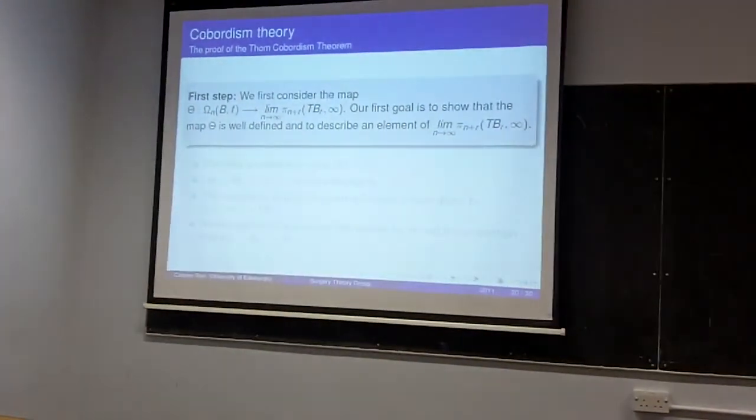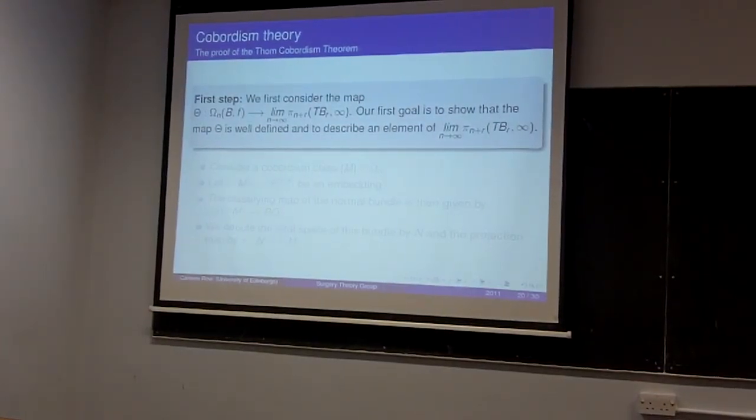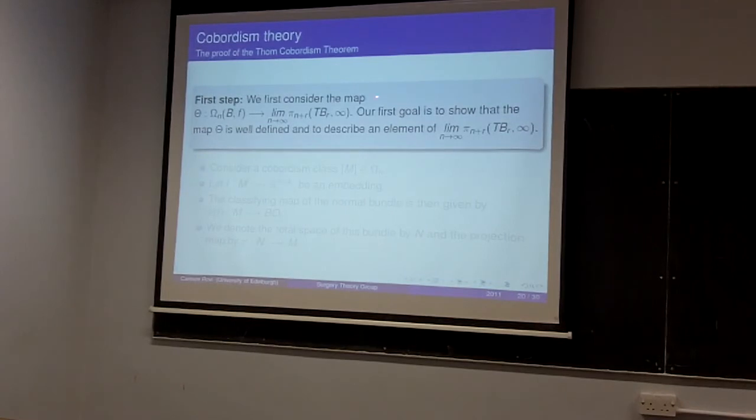Now for the proof. We want to show that the cobordism groups are isomorphic to these stable homotopy groups. So we want to show that this map is an isomorphism. This is going to be denoted by big theta.